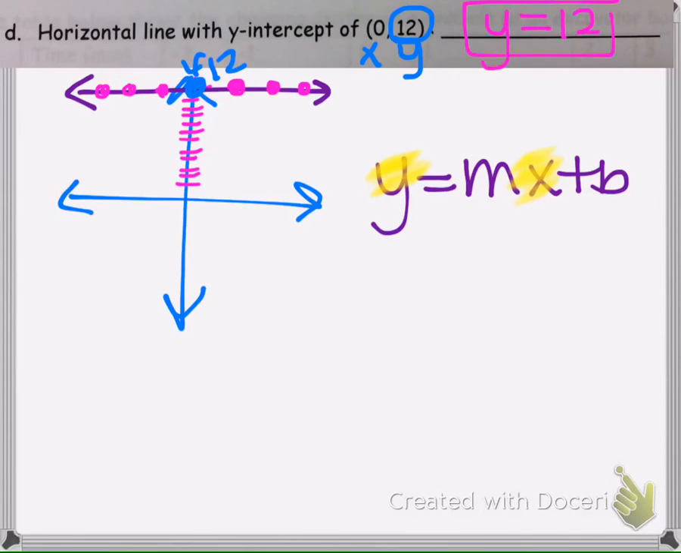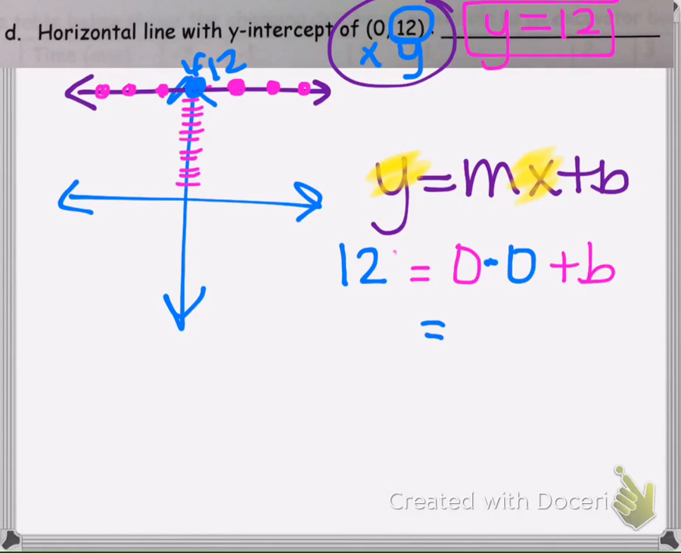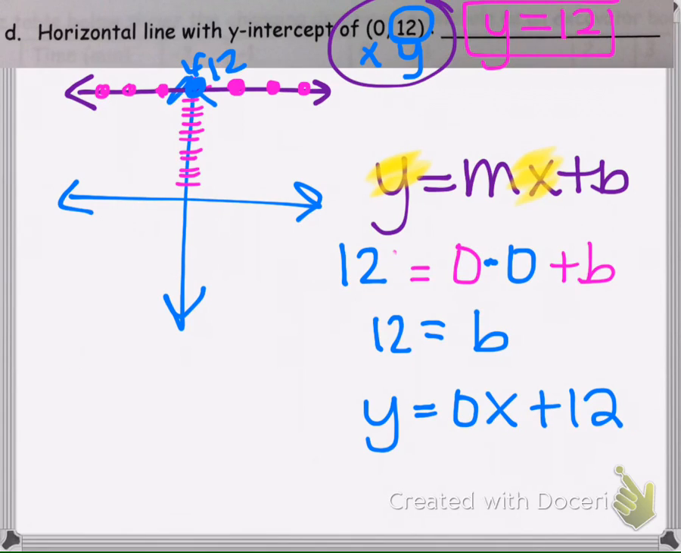Now, the other way to do this is the slope of a horizontal line is 0. And then you could plug in a point. So you can plug in this point here. So x is 0 and y is 12. And then you would have gotten that b was 12 that way. So then you would have just had y equals 0x plus 12. Well, 0x means there is no x. 0 times x is 0. So you would just get y equals 12.